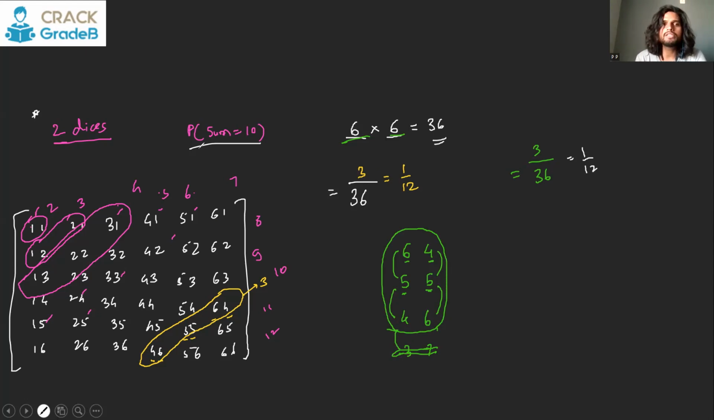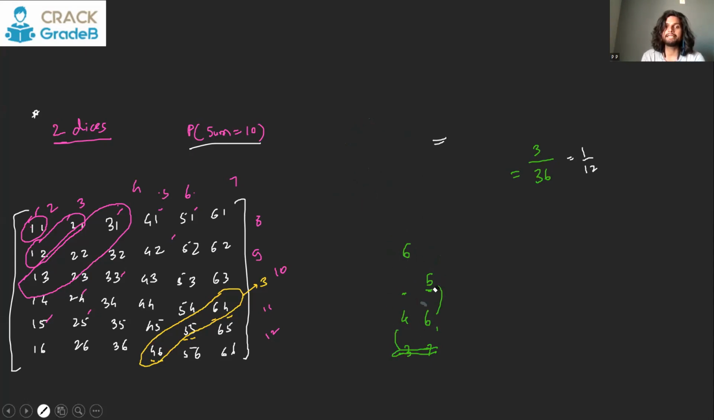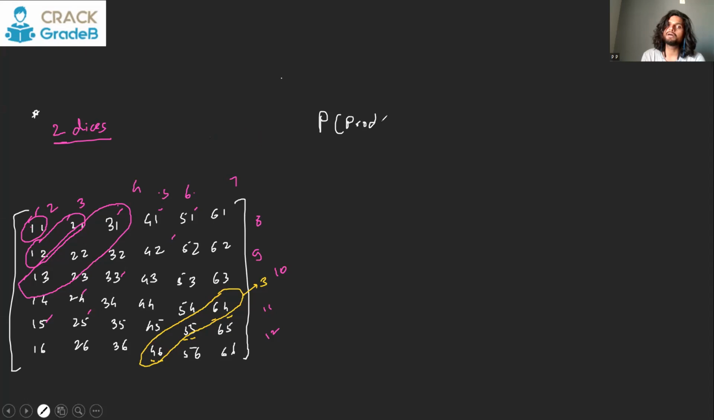Okay, so this is about the sum in case of 2 dice. But if the question asks about, say, the product, what is the probability that the product of the 2 numbers is even? Product is an even number.